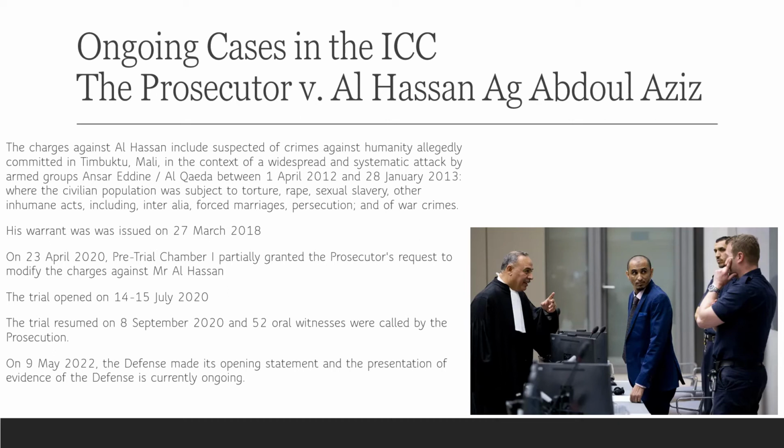On May 9th of 2022, the defense made its opening statements, and the presentation of the evidence of the defense is currently ongoing. So you can really see right now at this ongoing case how the court system works. Pre-trial, the prosecutor had their investigations going on. It went from investigation to pre-trial. Pre-trial confirmed the crimes, and then those crimes are now being tried in a court of law.